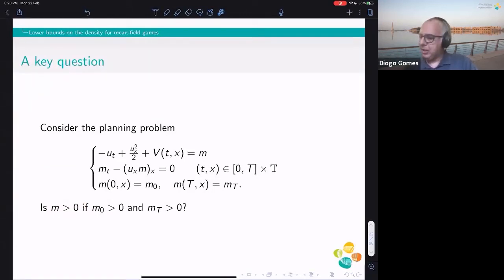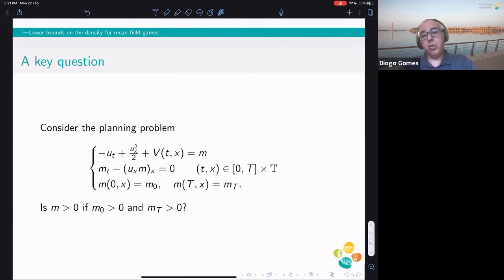And certainly this is an interesting question, and more generally, another question that maybe you want to answer, and we'll show how to do this, is given bounds on M0, given bounds on MT, can we prove bounds on M at intermediate times?